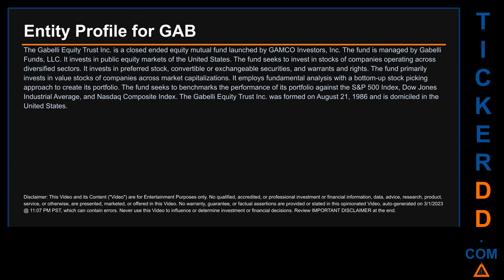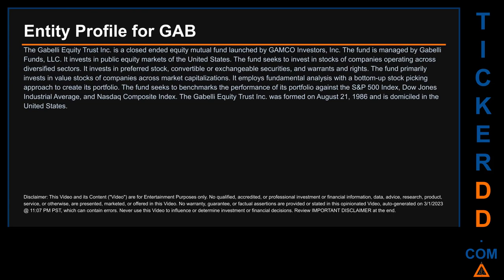I searched the public web to find information about the company that is behind this ticker. Here is what I found. The GAB Equity Trust Inc. is a closed-ended equity mutual fund launched by GAMCO Investors, Inc. The fund is managed by GAB Funds, LLC. It invests in public equity markets of the United States. The fund seeks to invest in stocks of companies operating across diversified sectors.